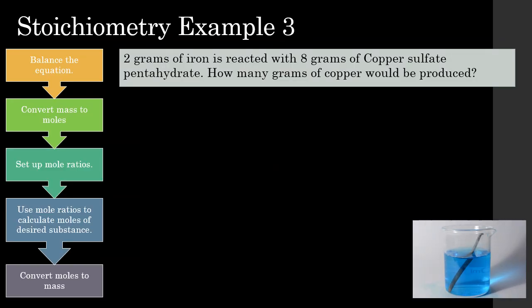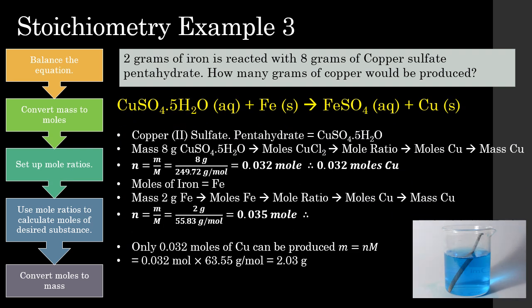So let's do one final example. So 2 grams of iron is reacted with 8 grams of copper sulfate pentahydrate. Now how many grams of copper will be produced? Now copper sulfate pentahydrate has penta, so 5 water molecules attached to it. So when you weigh out the copper sulfate crystals, you're going to have to account for those 5 water molecules attached to it. When they get dissolved into water, they'll disappear, of course.